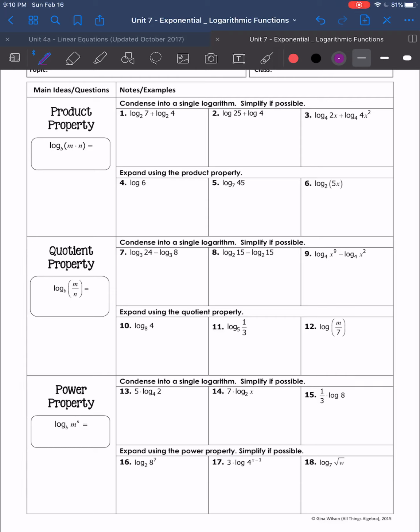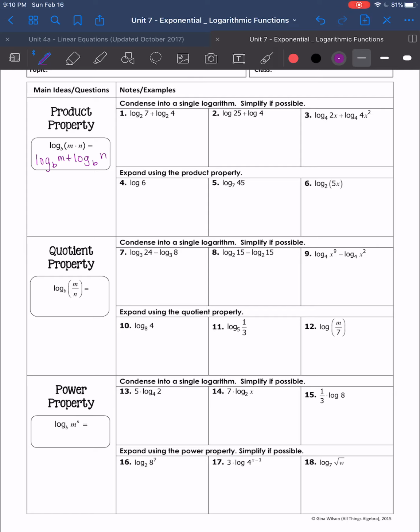In this video, we're going to talk about the different properties of logarithms. So we have the product property, where we have log base b of m times n, and the bases are the same, so we can separate them into log base b of m plus log base b of n.